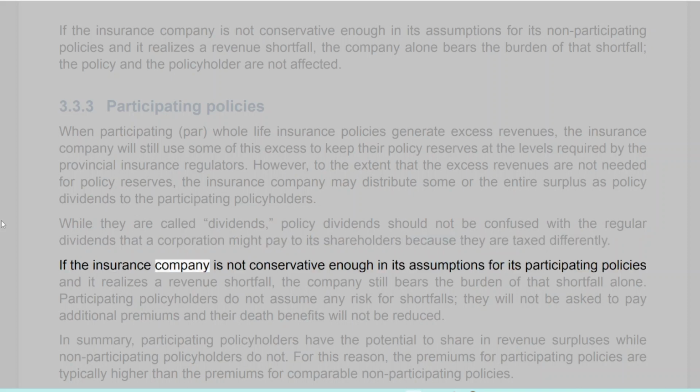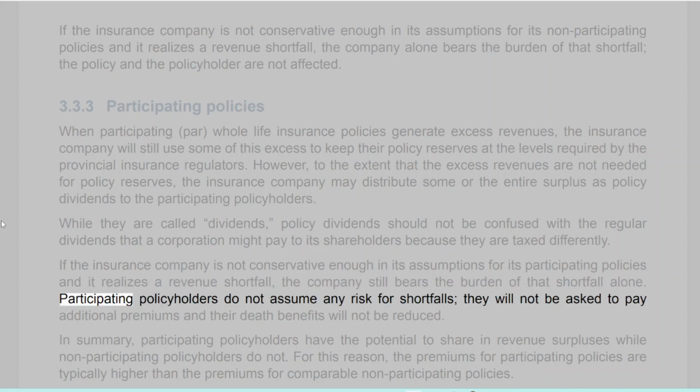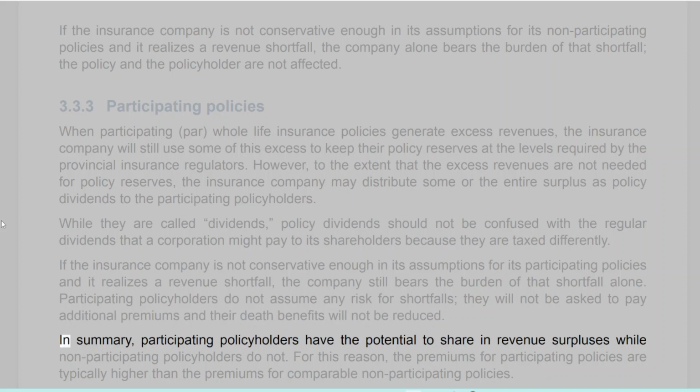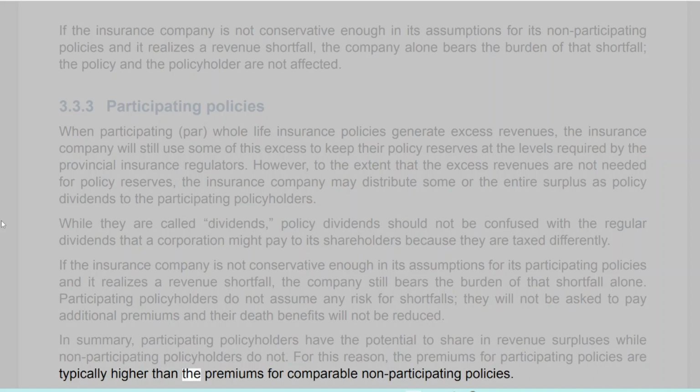If the insurance company is not conservative enough in its assumptions for its participating policies and it realizes a revenue shortfall, the company still bears the burden of that shortfall alone. Participating policyholders do not assume any risk for shortfalls. They will not be asked to pay additional premiums and their death benefits will not be reduced. In summary, participating policyholders have the potential to share in revenue surpluses while non-participating policyholders do not. For this reason, the premiums for participating policies are typically higher than the premiums for comparable non-participating policies.